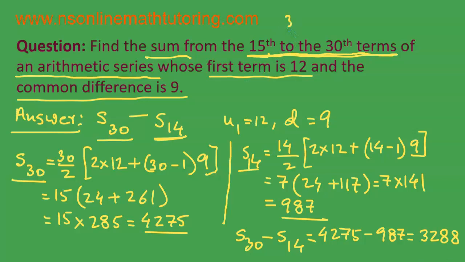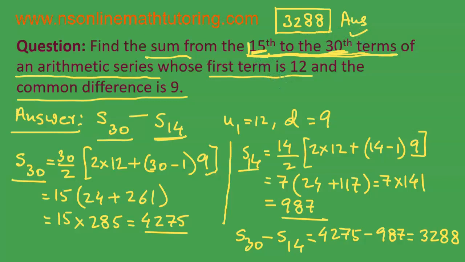It is 3288. Whenever you are asked to find the sum total of some terms from the middle, you just take the sum total of all the terms from the beginning to the last term, and then subtract the sum total of all the terms starting from the beginning and ending at the term before the required first term, okay? And just subtract that. So that will be your answer. 3288 is the answer for this question.